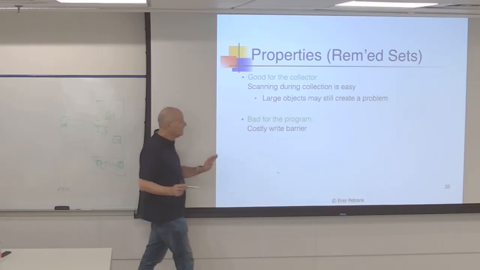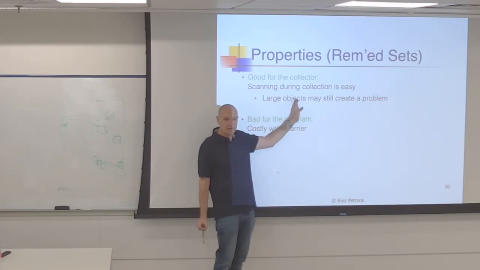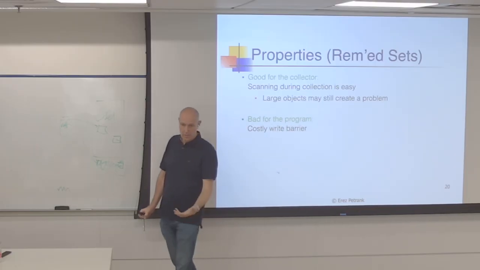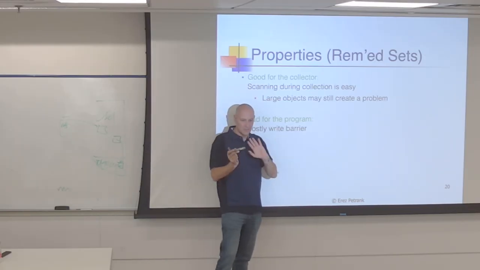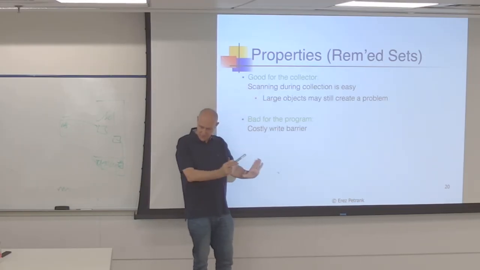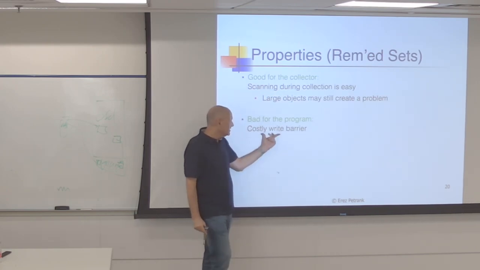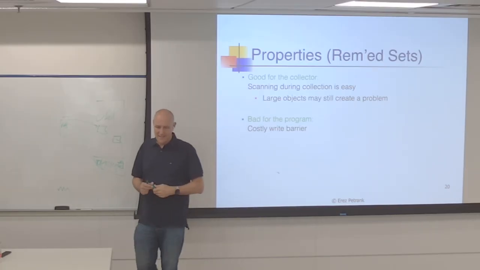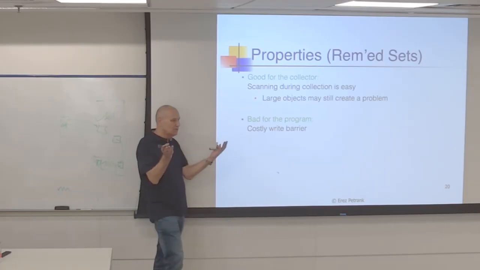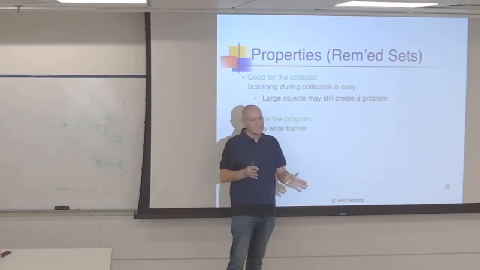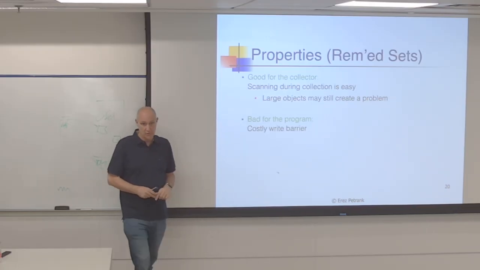The properties: it's good for the collector because the collector can just go through the set and it has all the intergenerational pointers. It's not clear yet why it's good for the collector compared to the other options, but soon you will see. And it's bad for the program because a write barrier that adds to a set is usually, you can think of a skip list or a hash or something. It takes time to work with it, and soon we'll see better options for the program.